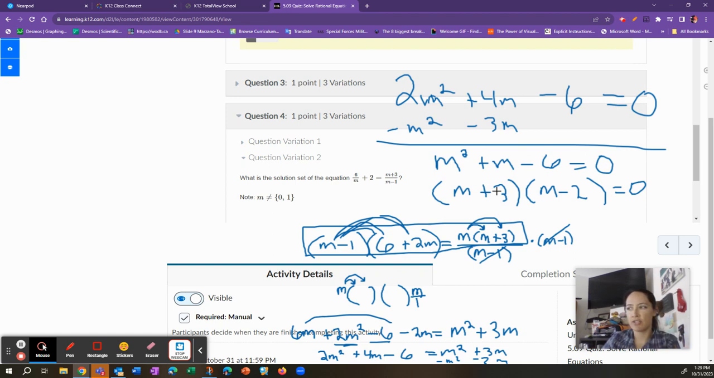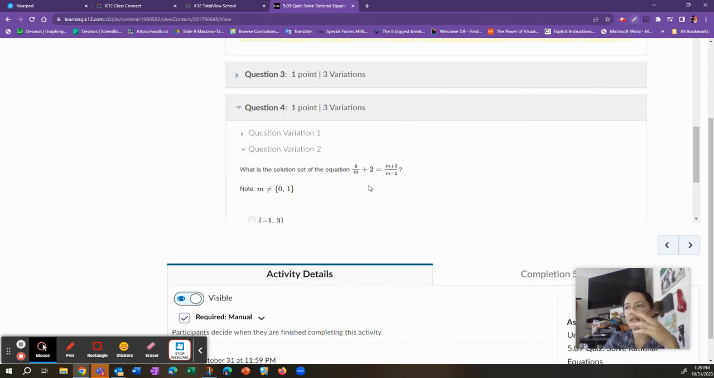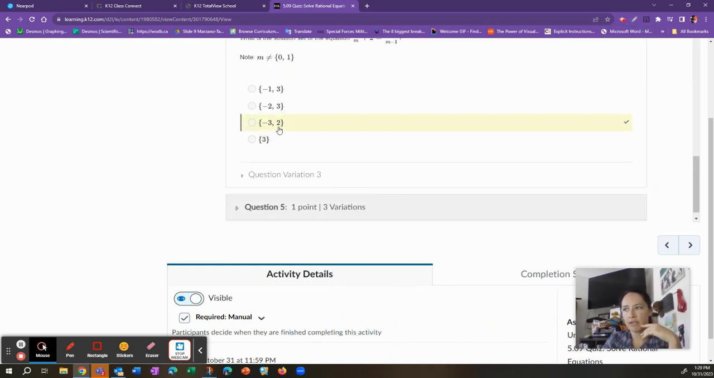At this point, we have our solutions. We set each of these equal to 0. When m equals negative 3, does that make sense? If you don't, just set it equal to 0 and solve like normal. m plus 3 equals 0. Subtract 3 from both sides, and you'll get m is equal to negative 3. Same thing over here. m is equal to 2. So that gives us our solution set using set notation, negative 3, positive 2. Those are the values that solve those equations.